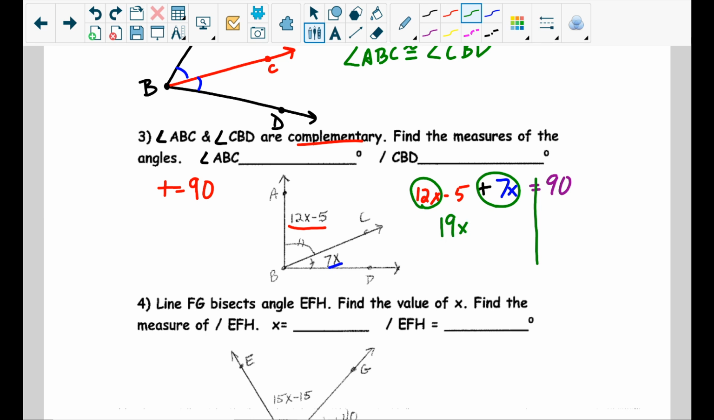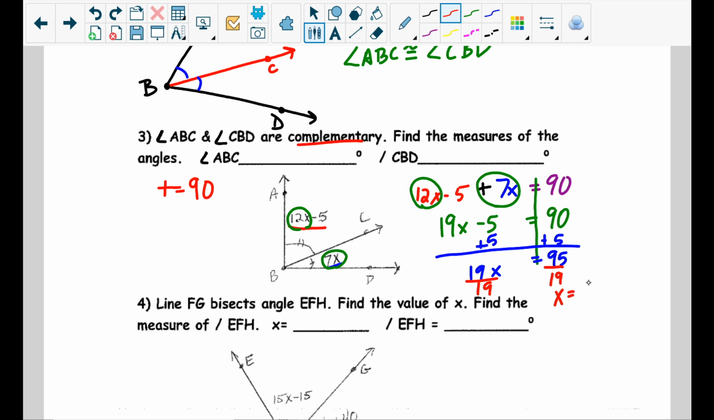Okay? So again, if I know I'm adding these two, I can go here, combine like terms. 12x, 7x, 19x. Then the minus 5 comes down. Okay? Still equals 90. Now what's my next step? Yep, get rid of the 5, so we're going to add 5. So 19x equals 95. Last step then is divide by 19. So 95 divided by 19 leaves me with x equals 5.